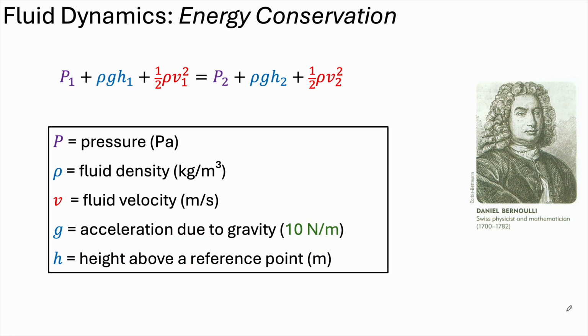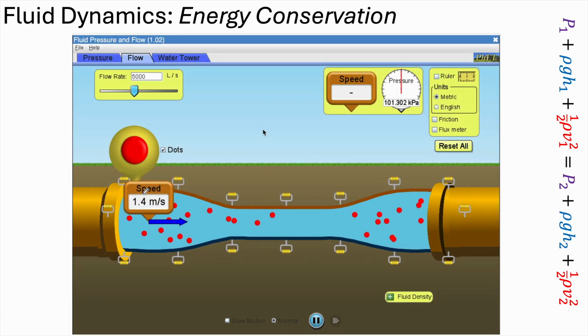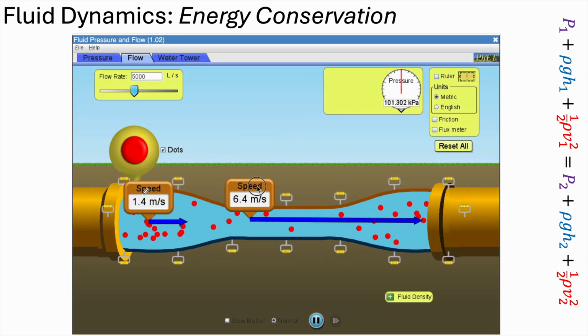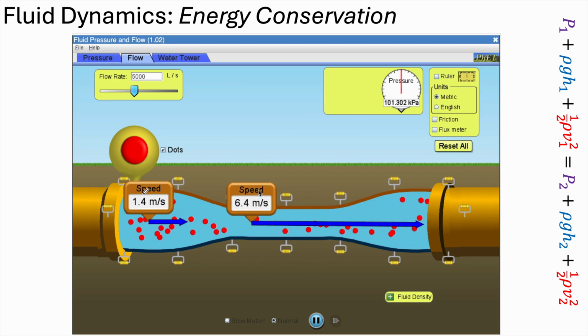Well, first of all, before we do that, here's our definitions. Again, we're going to use gravity as 10 newtons per kilogram. Pressure here is really atmospheric pressure. And take a quick look at this. So here's a PhET simulation. And as we talked about before with the equation of continuity, velocity gets faster when the pipe gets narrower.